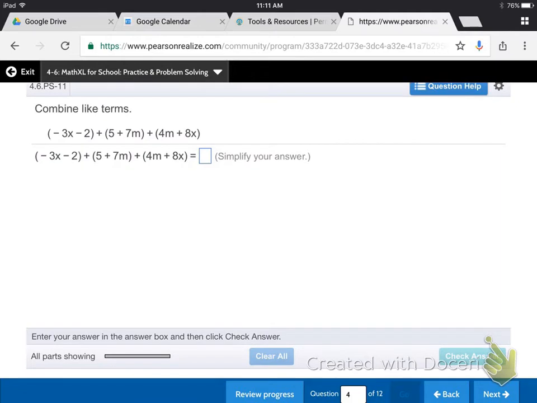Okay, let's try another one. Let's see if we can identify all the like terms. Here we have negative 3x. Now where is another term with x in it? Here's one, 8x. You see that? It's positive.